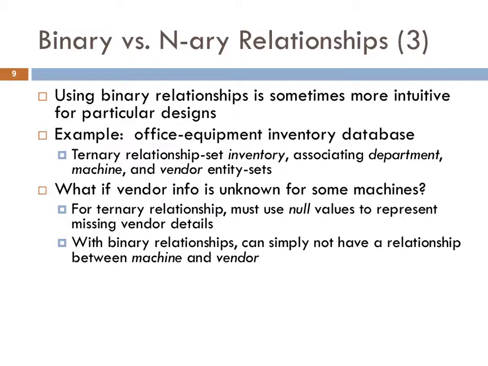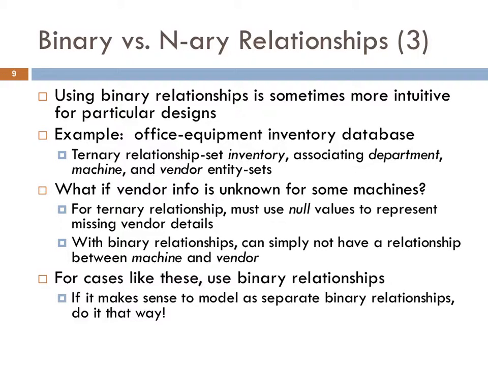Everybody see that? So sometimes it can make more sense to have binary relationships when some parts of the relationship instances may be missing. Okay? So yeah, we'll use binary relationships in those cases. All right, any questions about that?